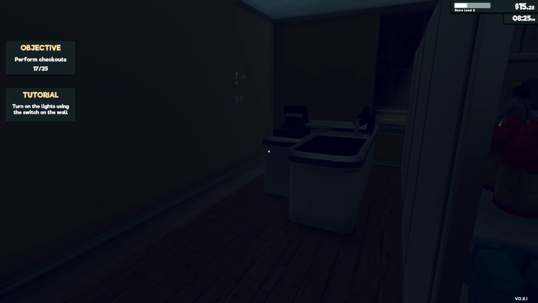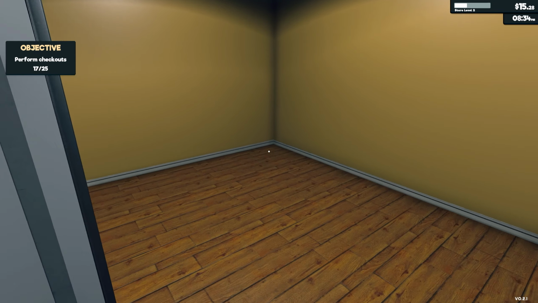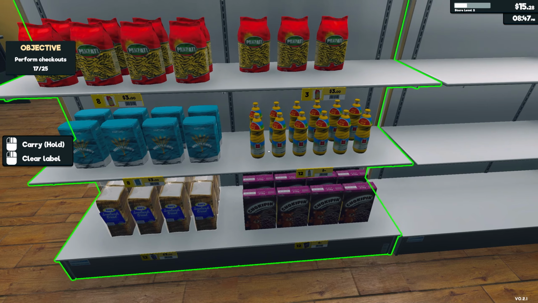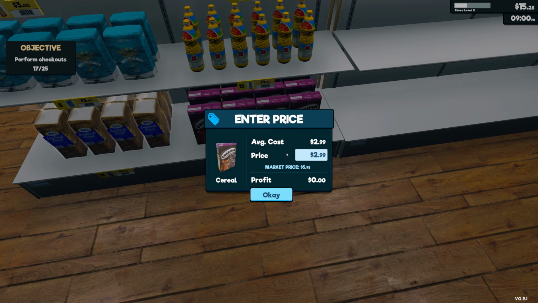I don't know what to do with how dark it is. Oh, wait, are these the lights? There we go. Okay, I was gonna say, like, damn. Price is... Oh, good, the price doesn't reset on these. That is awesome. That is very helpful and convenient.